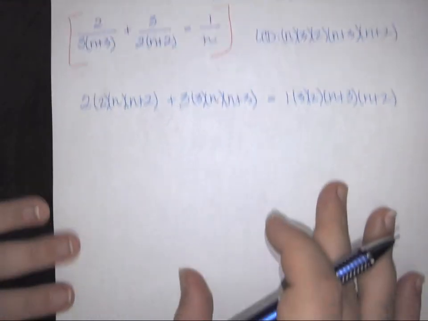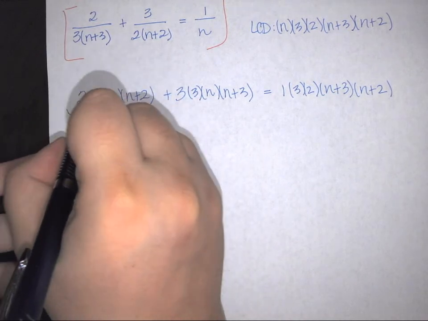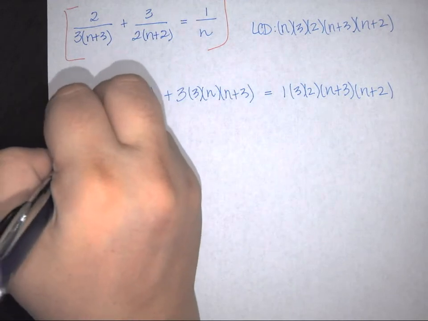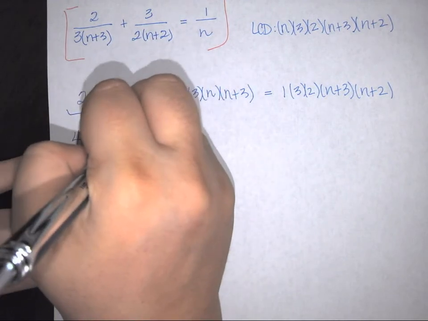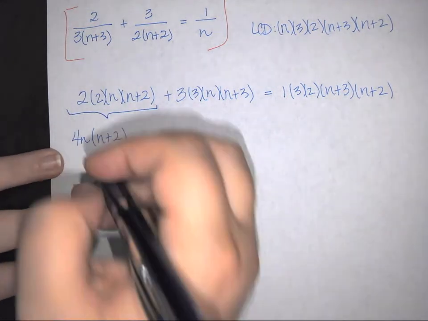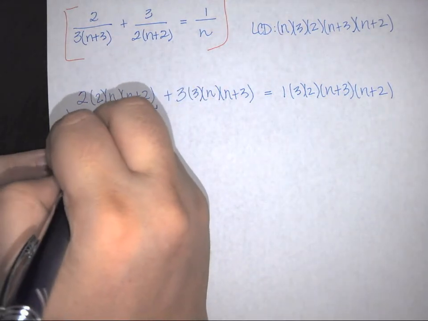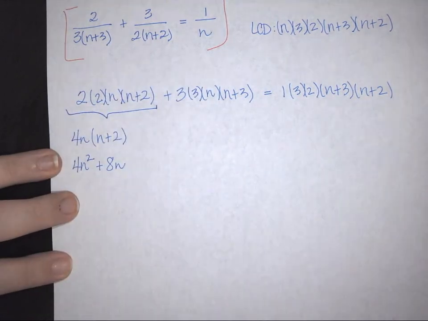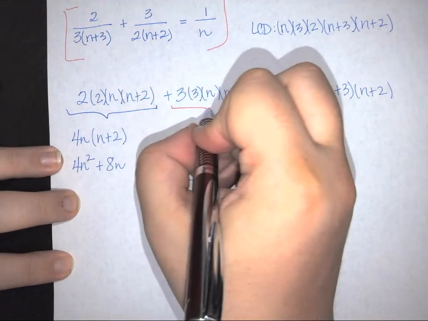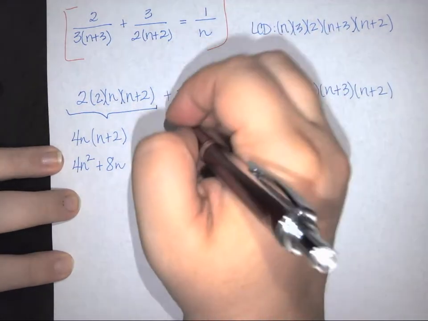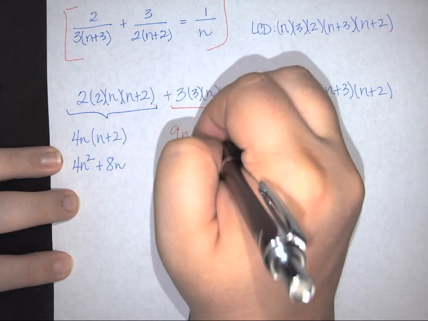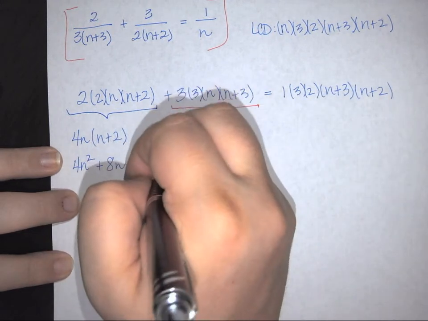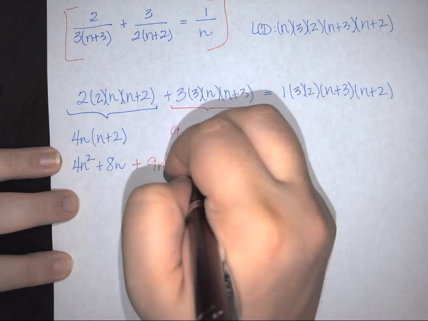I have to reduce each. So if we start with this first one, 2 times 2 is 4, so I have a 4n times n plus 2. Distribute everything through. 4n times n is a 4n squared. 4n times 2 is a plus 8n. If I look at the second one here, 3 times 3 is a 9n times n plus 3. So this is going to add in 9n squared plus 27.